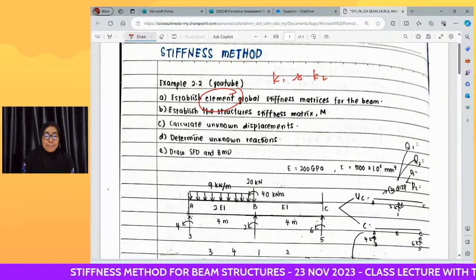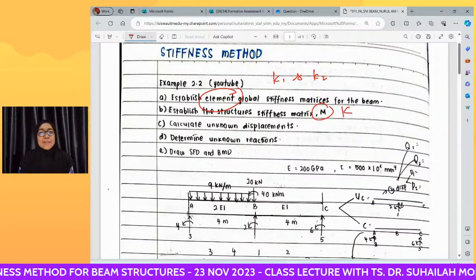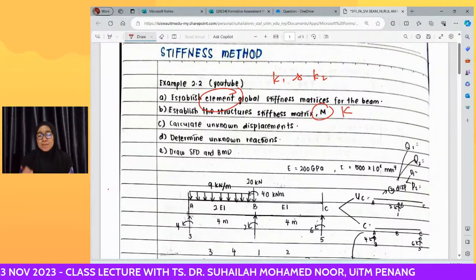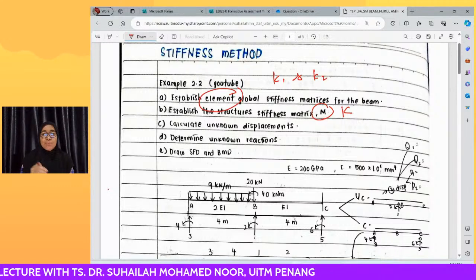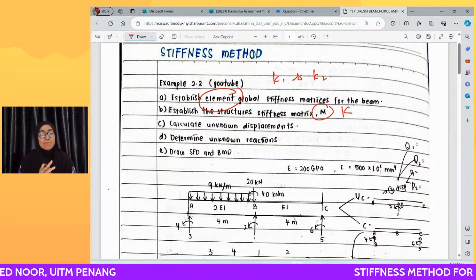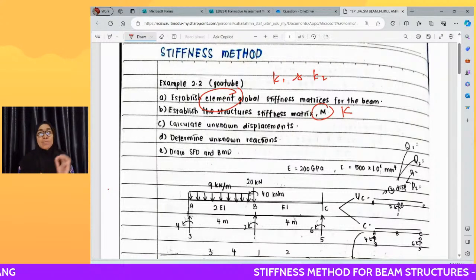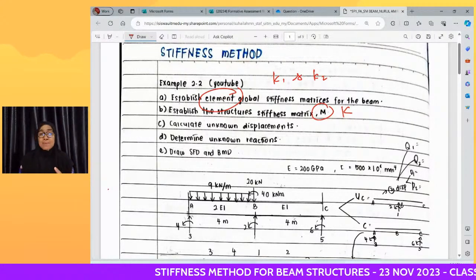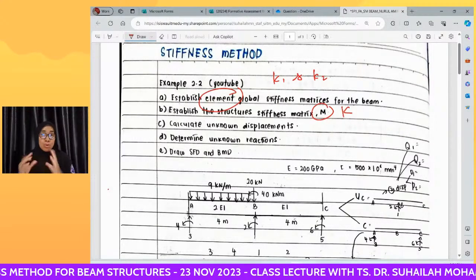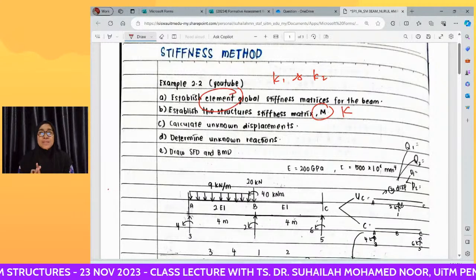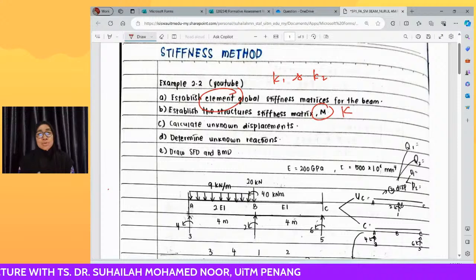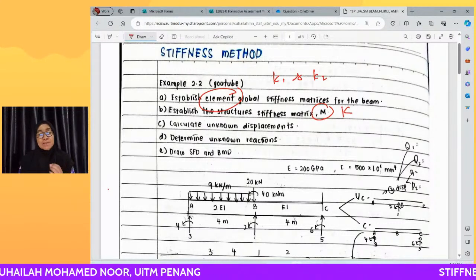There is a typo here, this should be capital K. When we combine K1 plus K2, we get capital K. So basically, we use a capital letter for the whole structure, and a small letter for the element. The same goes for Q. When we do it for the whole system, we use a capital letter; when we calculate for the element, we use the small letter.